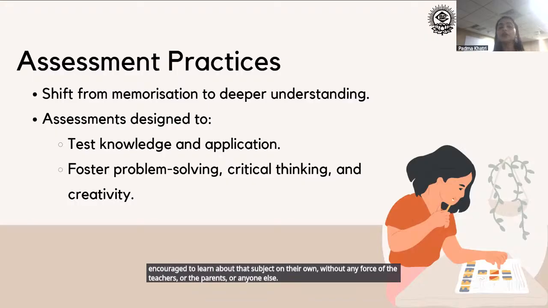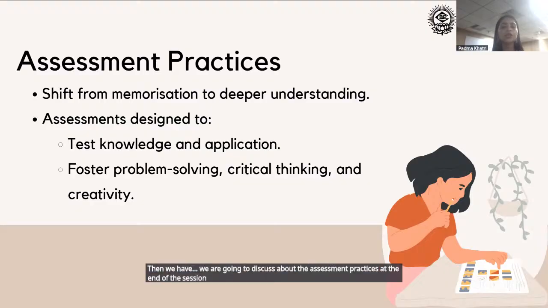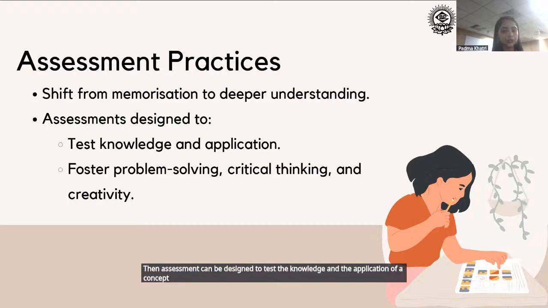Then we are going to discuss the assessment practices at the end of the session also, where the focus is on moving from conceptual memorization to conceptual understanding. Assessment can be designed to test the knowledge and the application of a concept by the learners. It will help to foster the problem solving, critical thinking, and creativity of the learners.